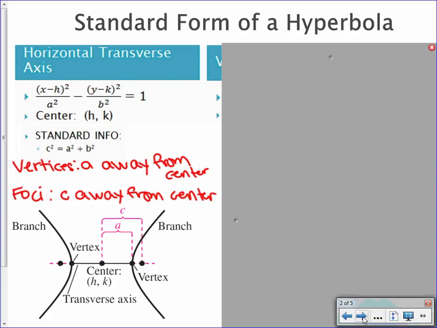You will have to identify the equations of the asymptotes, and I'm not going to show you how to do that until we get to an example, because I want you to draw the line and then write the equation. So we're just going to wait with that.